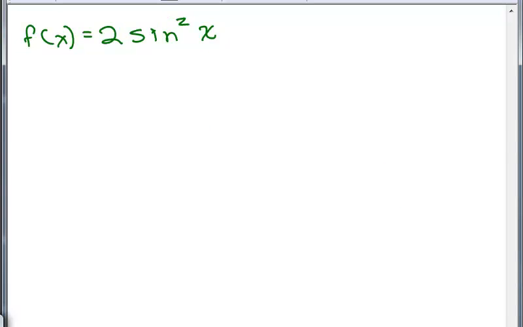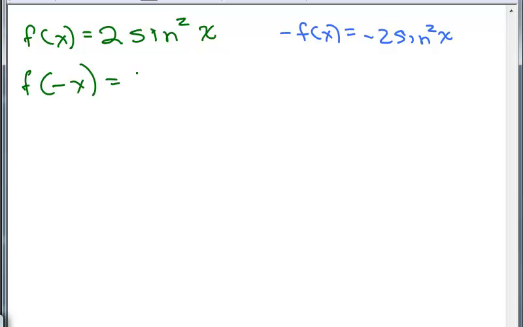All right, here's the next one, and we do the same thing. Over on the side, let's just write down what negative f of x would look like. Negative f of x would look like negative 2 sine squared x. Remember, we're trying to find out if we're going to get exactly f of x, which is 2 sine squared x, or negative f of x, which is negative 2 sine squared x, or if neither of those things happens. So we need to compute f of negative x and see what happens.